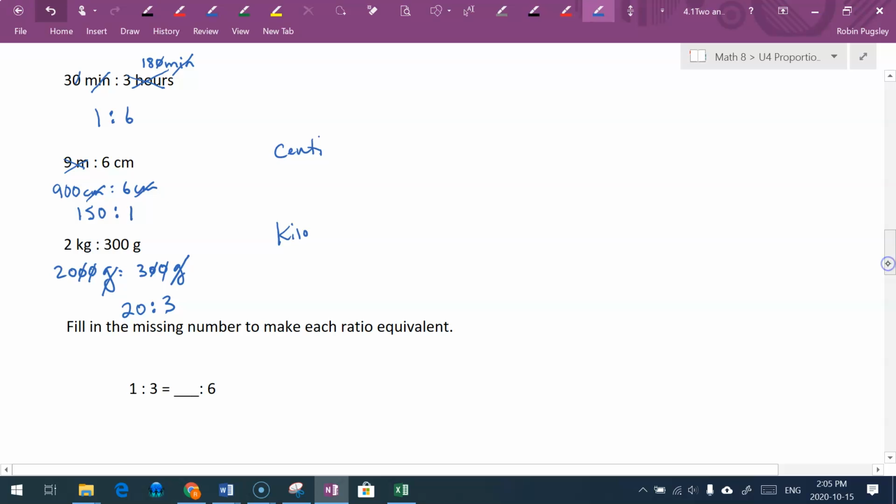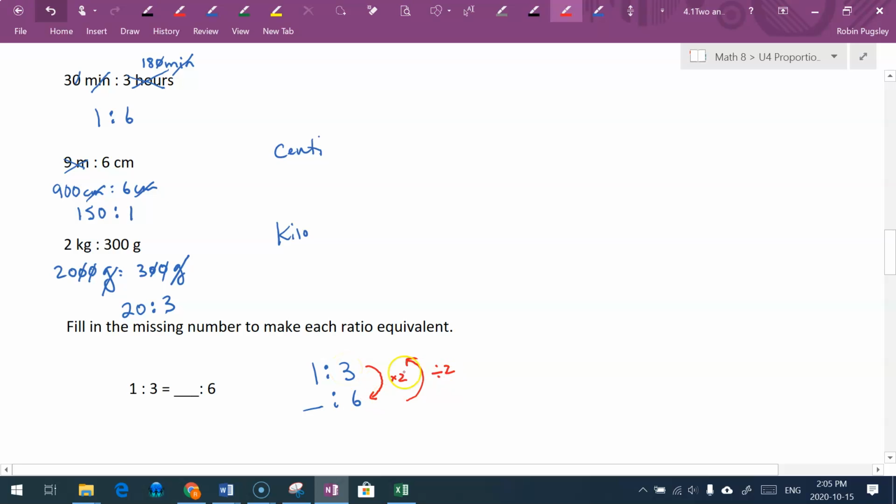We could also find a missing part of a ratio, given that we know 2 ratios are equivalent. So if I know 1 to 3 is equal to something to 6, sometimes writing it vertically helps out a lot. If we write it vertically, we can see, oh, look at this ratio. If I'm going in this direction, I am multiplying by 2 because 3 times 2 is 6. If I was going in the reverse direction, I'd be dividing by 2 because 6 divided by 2 is 3.